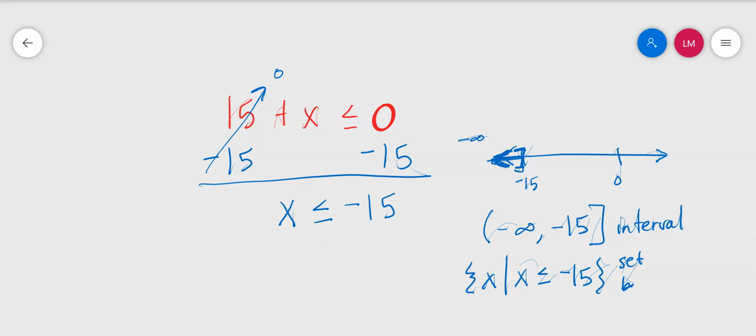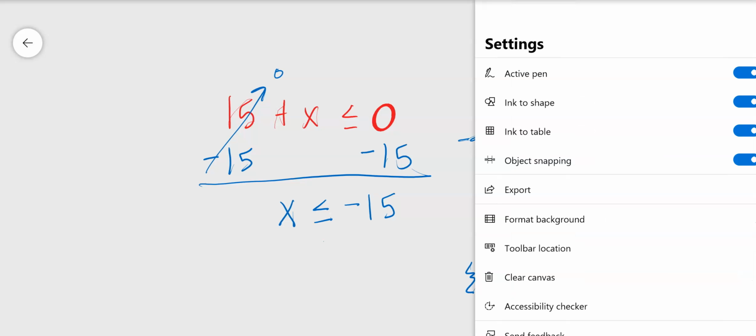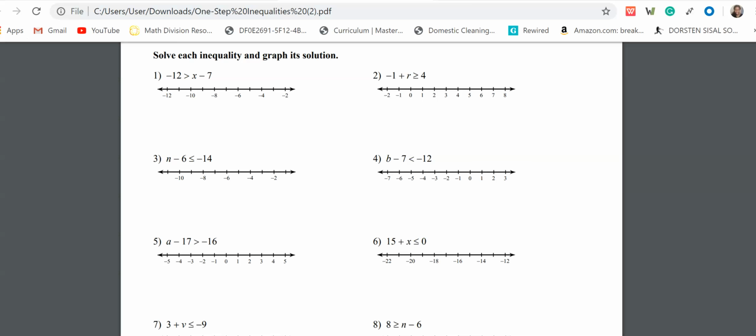Set builder. Okay, so I hope that these make sense. Again, these are addition and subtraction one-step inequalities, and let me also mention that notice I never flip the inequality when it comes to addition and subtraction. So now let's go into multiplying and dividing. That's where the inequality flips.